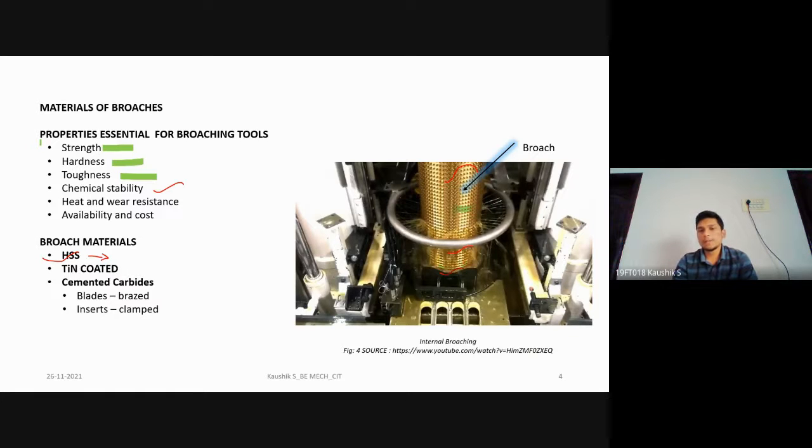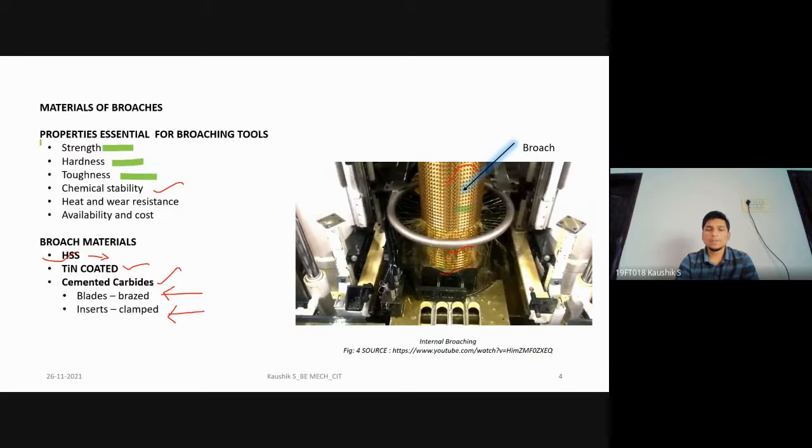To improve the life of the high-speed steels, generally they use titanium nitride coated high-speed steel to increase the tool life and reduce the wearing of the tool. We also have cemented carbides as the broaching material, in the form of blades or in the form of inserts, which can be used.